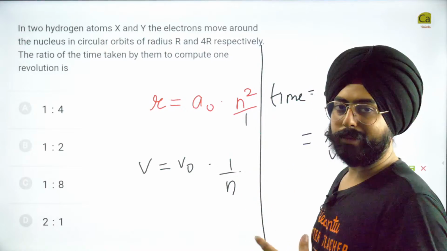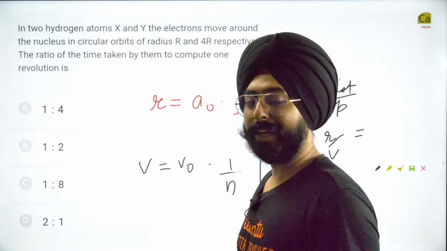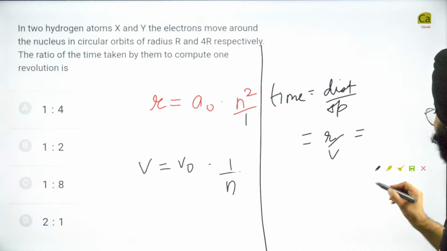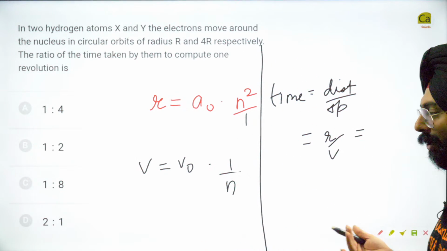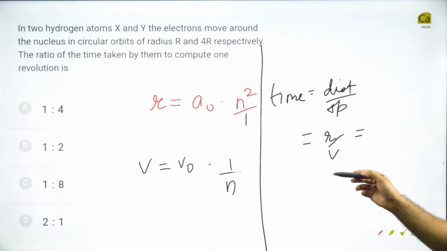So in chemistry we generally replace the terms velocity and speed. Chemists are not really worried about physics. So velocity and speed is the same thing for us. So this v naught is actually speed. ठीक है. So radius upon speed करेंगे time आ जाएगा.